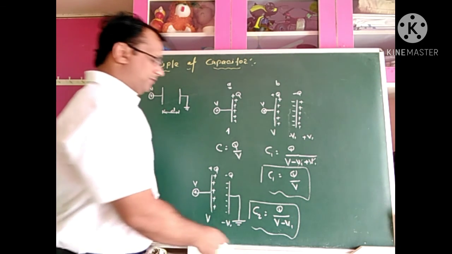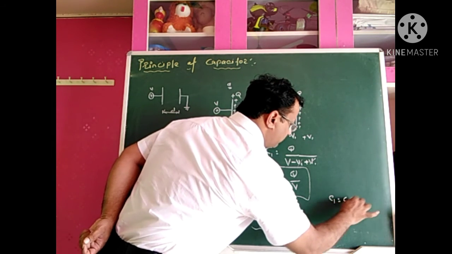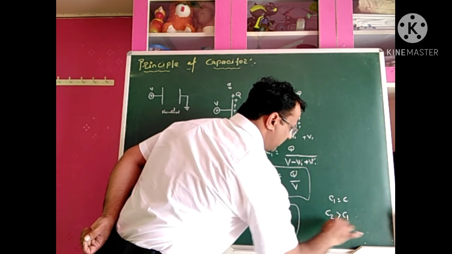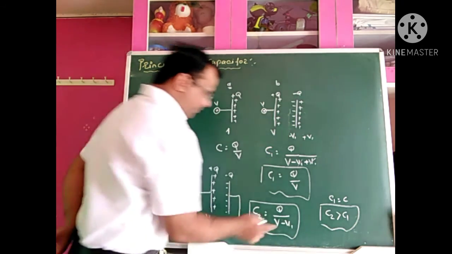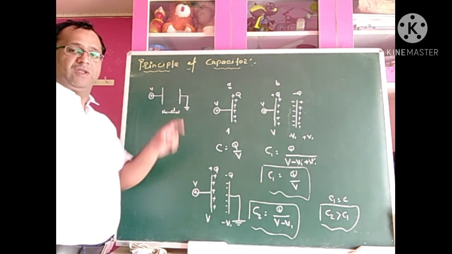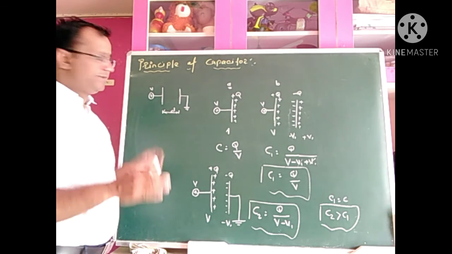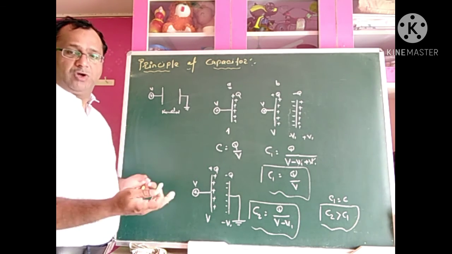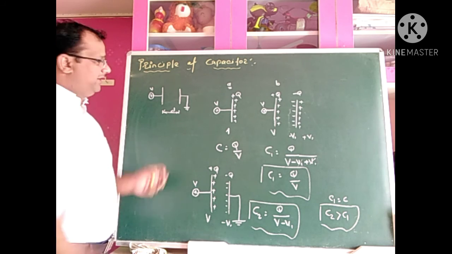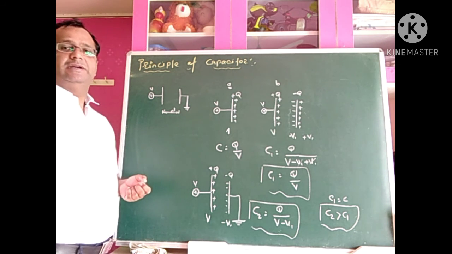If we compare, C1 equals C, but C2 is greater than C1. It means the capacitance of this system is greater. So that's why for a capacitor we take two conducting plates. To the first plate we give a positive potential and the second plate is earthed. This is the concept, or principle, of the capacitor.